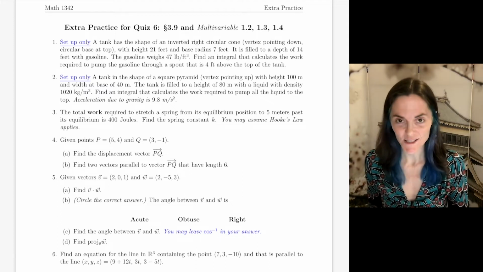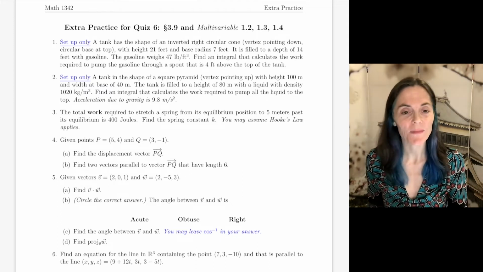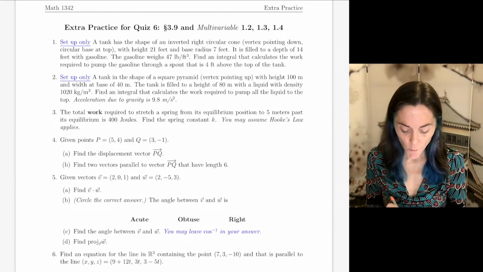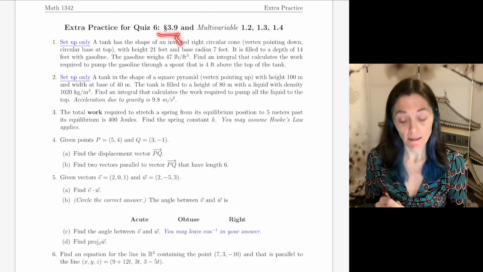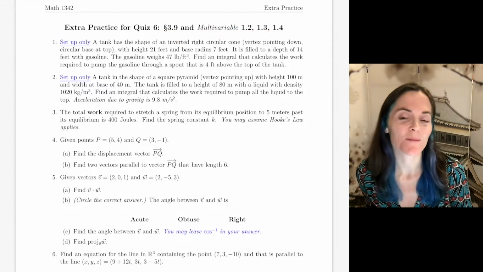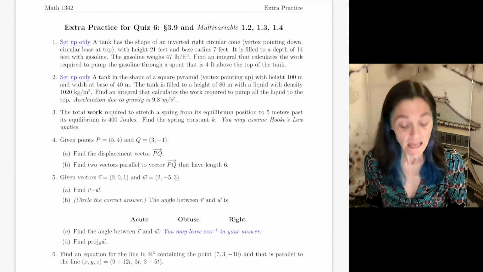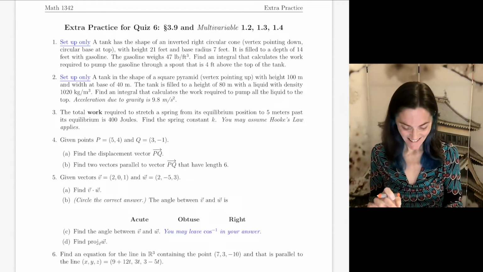Hello, Calculus 2, Math 1342. This is extra practice for Quiz 6. Quiz 6 covers work, that's section 3.9, and then we move into the multivariable textbook with sections 1.2, 1.3, and 1.4. We will get started now.